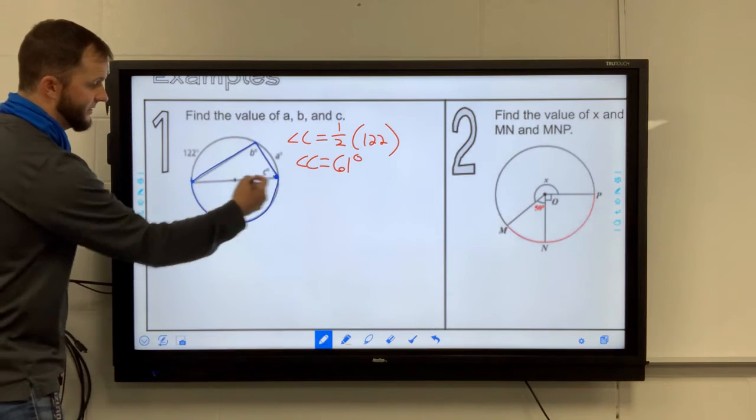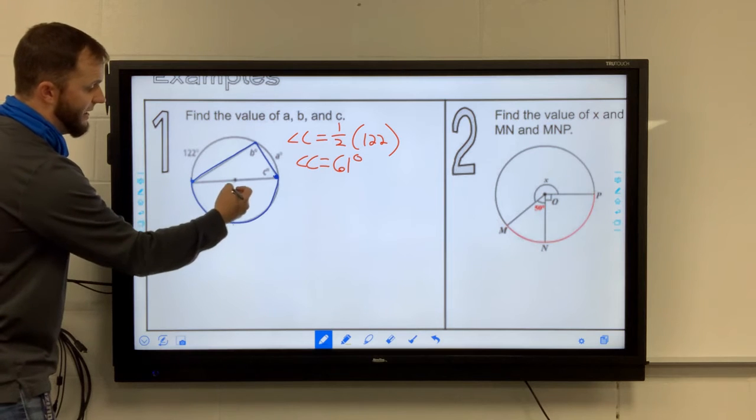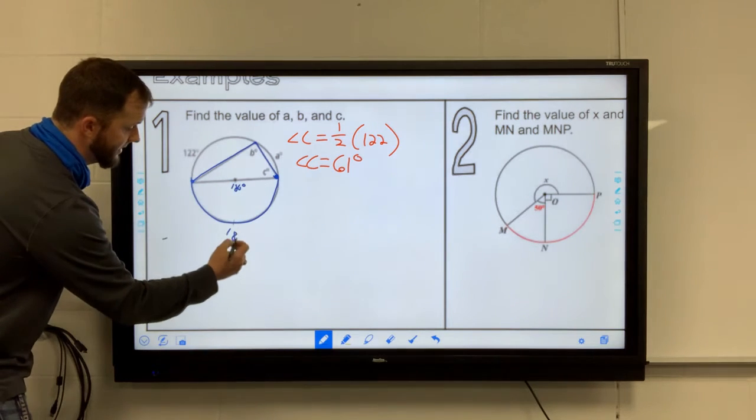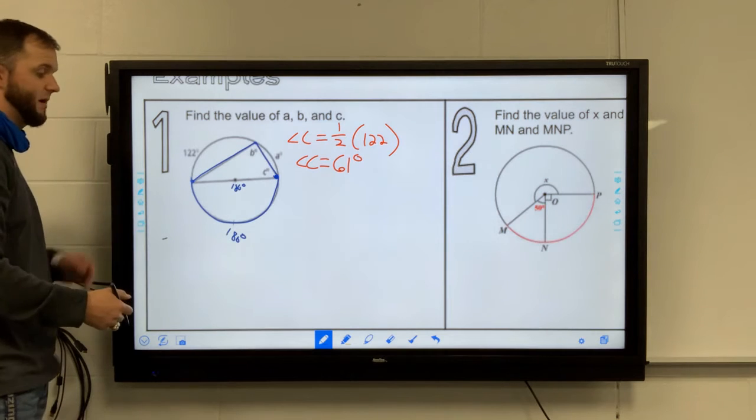So right now, if I look, this is the diameter. So the diameter is 180 degrees. It's a flat line. So that means this is going to be 180 degrees down here as my arc.